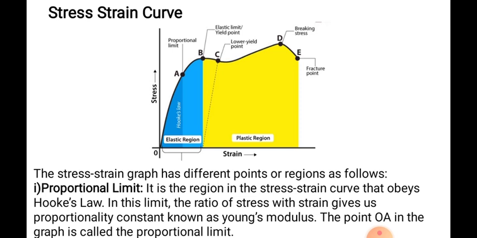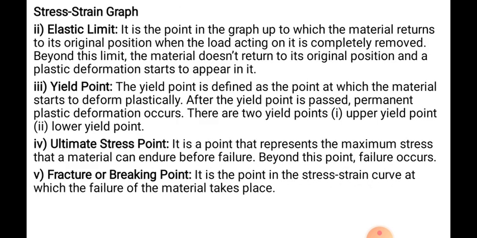But as we apply some external force on the same steel bar, after the removal of that external force the steel bar will not regain its original shape. Whatever deformation has taken place because of the external force will not be removed by the removal of the external force. That is the limit beyond the elastic limit. Beyond this limit the material does not return to its original position and plastic deformation starts to appear.